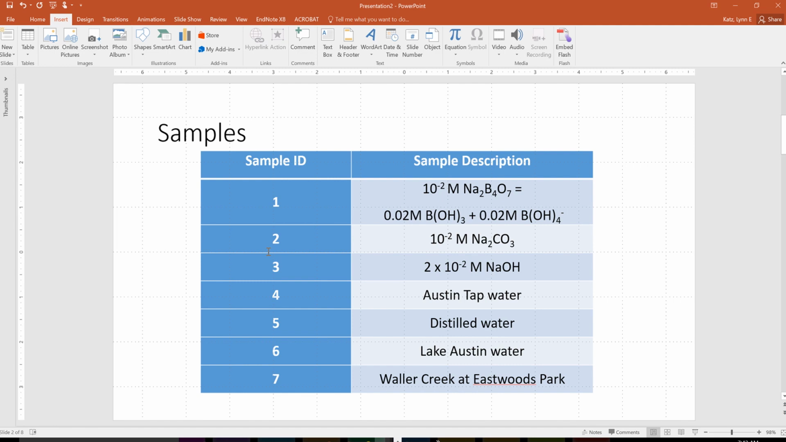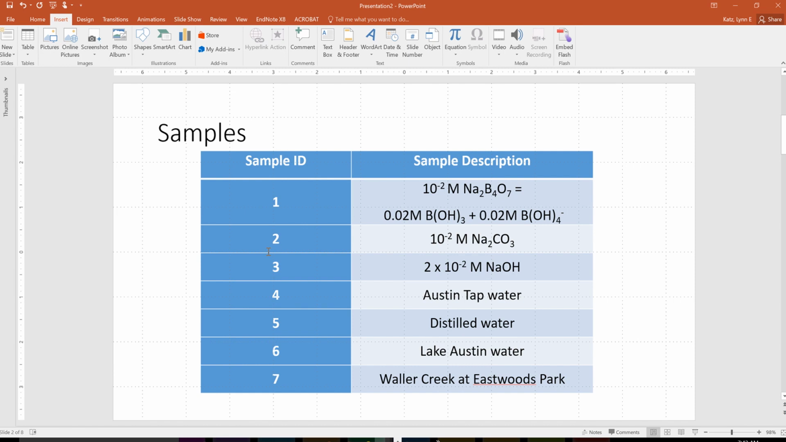Second sample was the sodium carbonate. Sodium carbonate is a diprotic base, so it should have 2 equivalence points, where in the first case we titrate the carbonate to bicarbonate, or HCO3 minus, and as we continue the titration, we will reach the second equivalence point, which is where we have converted the bicarbonate that we formed to carbonic acid.